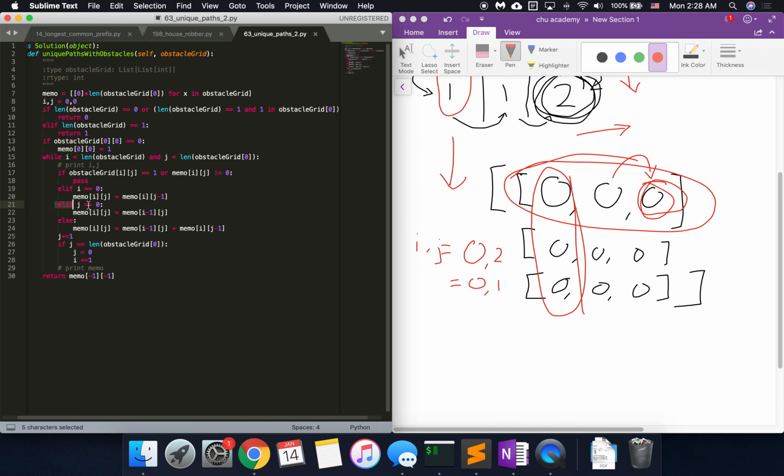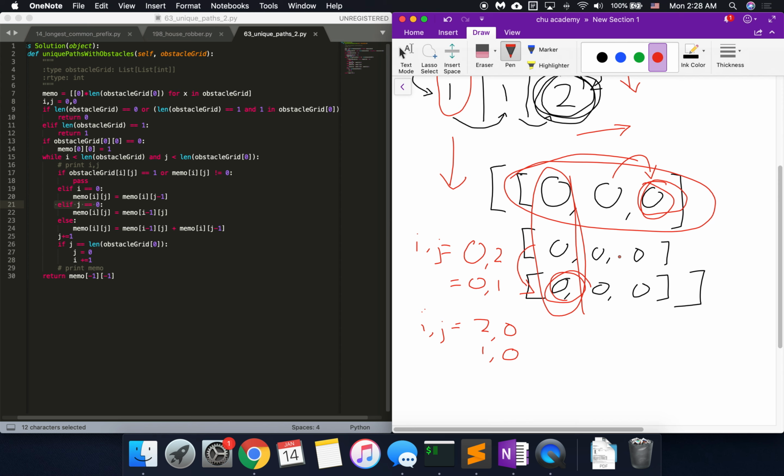Likewise, if you're in the first column, then you have to look at the index from above. So this is memo i minus 1, j. So if you're trying to figure out i, j of this one over here, this would be i of 2, j of 0. The only way you can get it is from the one above it. So you have to do i minus 1, which would be 1, and then the same j.